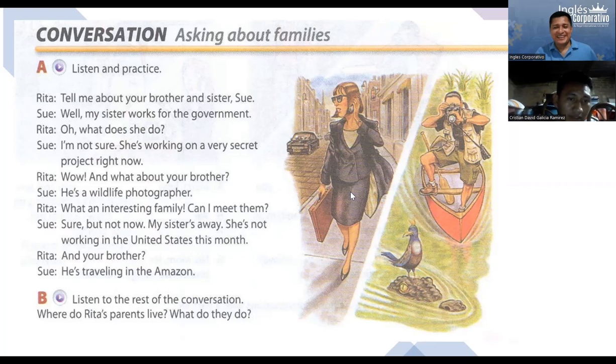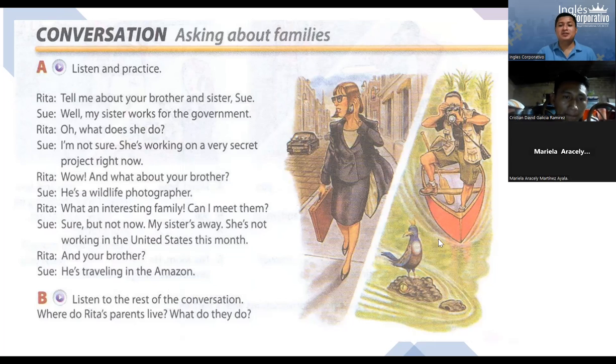We lost her. La perdimos. Ahí está, okay? She's back. Espérame que se está conectando. Continúe, Mariela, please. No, my sister is not working in the United States this month. And your brother? He is traveling in the Amazon. Thank you. Now change roles, please.